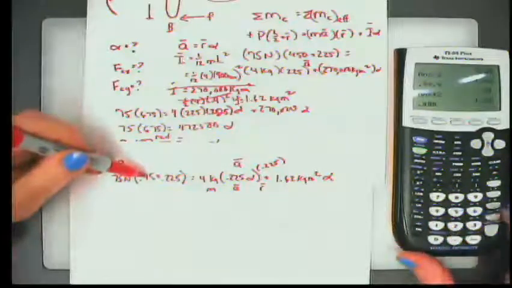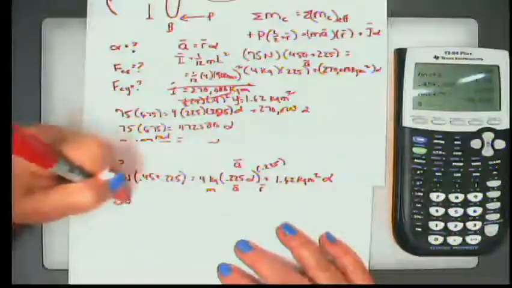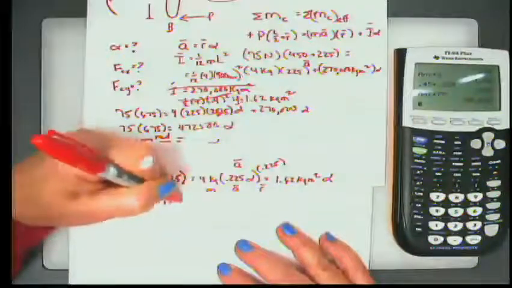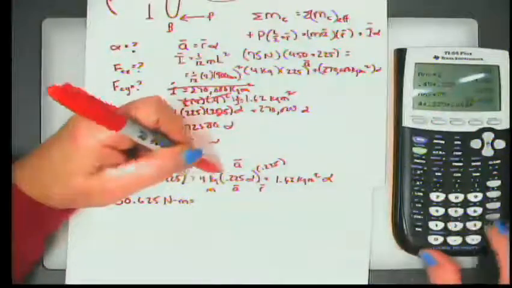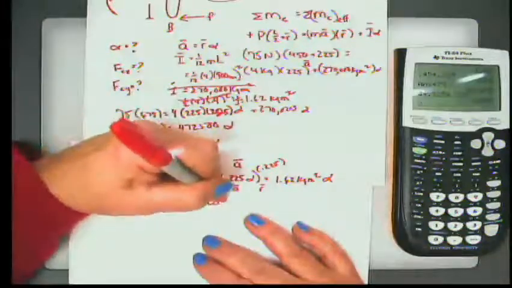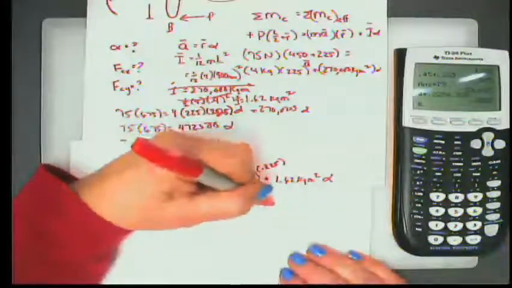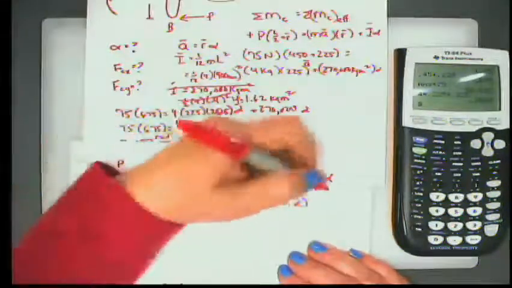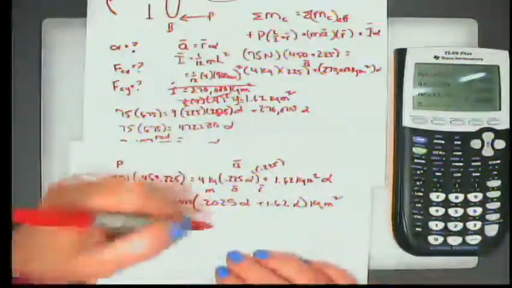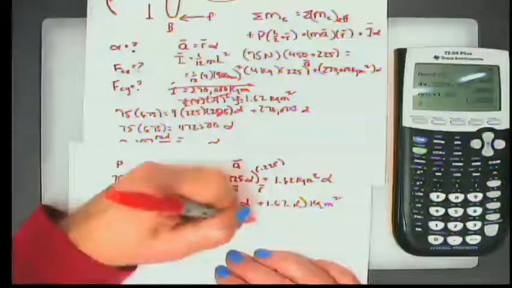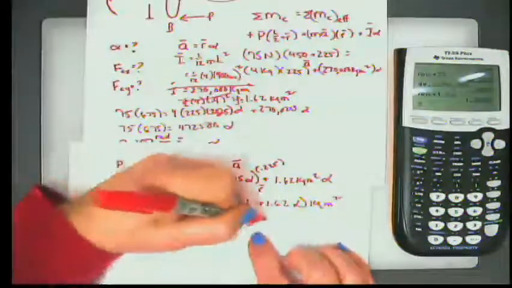So then on the left-hand side of the equation, I have 50.625 Newton meters. And over here, I have 4 times 0.225 times 0.225 times alpha. So that's 0.2025 alpha. Let's make sure I have everything there. Yep. Plus 1.62 alpha, and this is in kilogram meters squared. So if I add those two values together, I get 1.8225 alpha, and that's going to be 50.625 Newton meters.